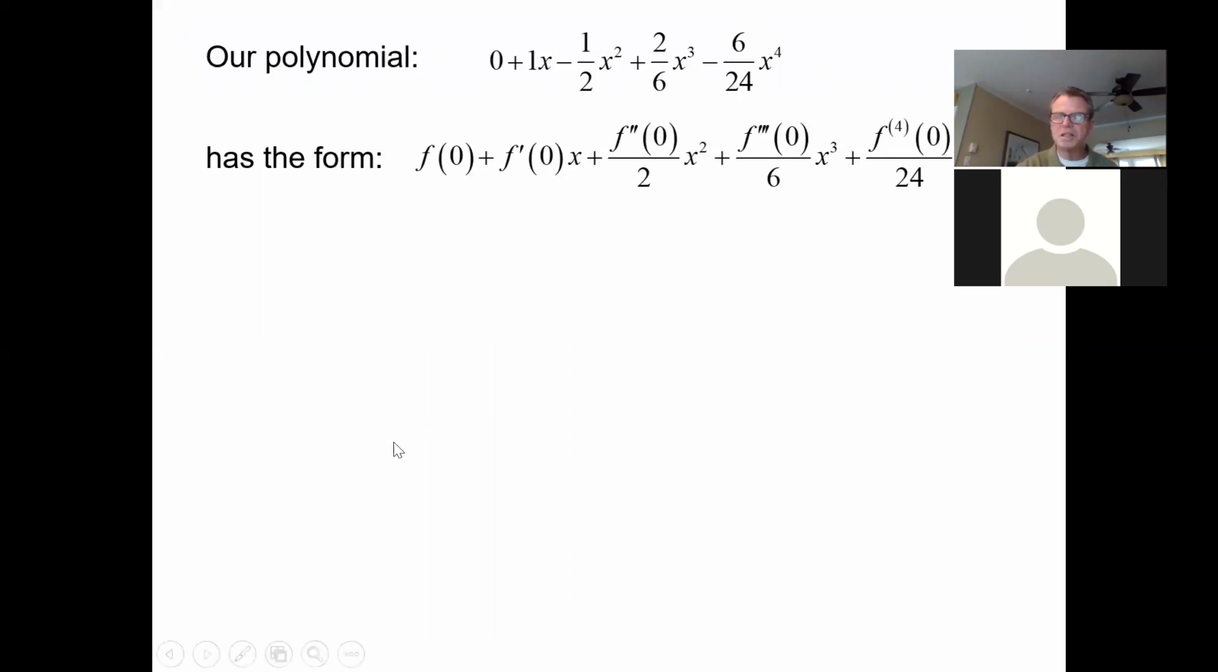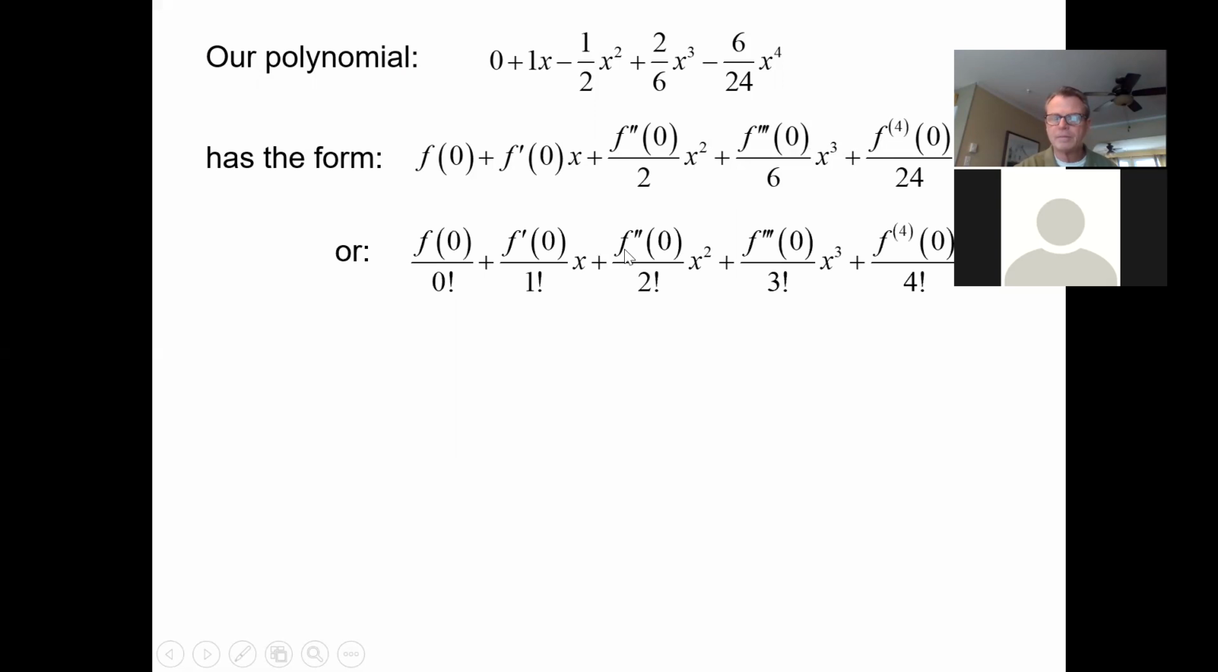Okay? And this is where I like what is on the PDF better than what's on the PowerPoint. Because what we did on the PDF, which is going to be helpful to you, is we put this f sub 0 over 0 factorial times x to the 0, this f prime of 0 over 1 factorial times x to the first. So you can see the pattern. This isn't as helpful as what's on the PDF. There it is. Okay?